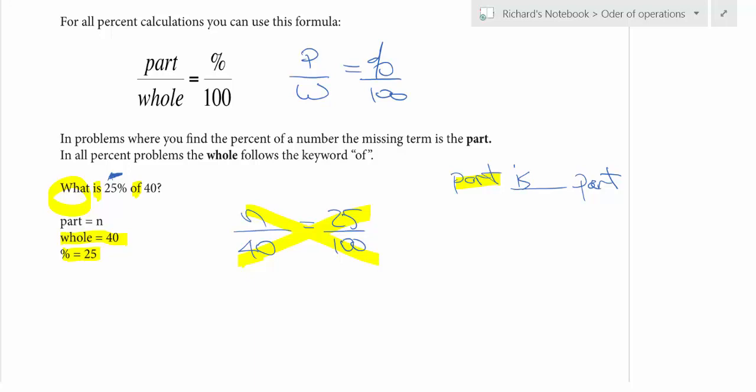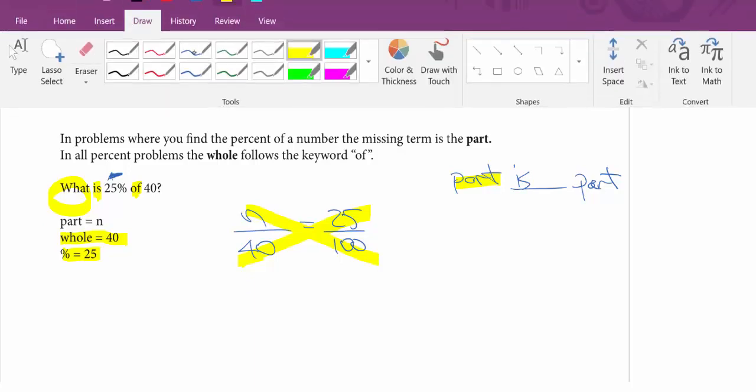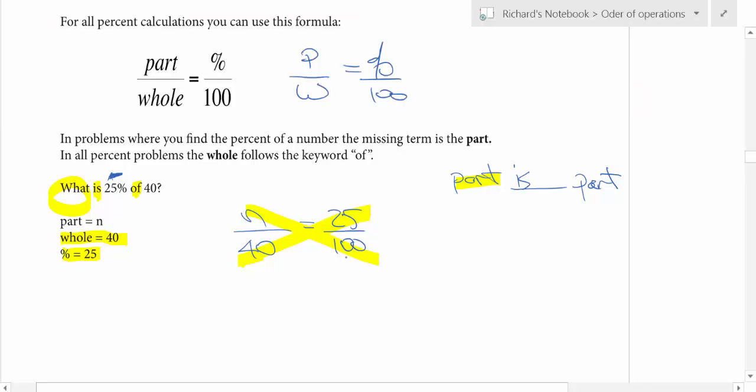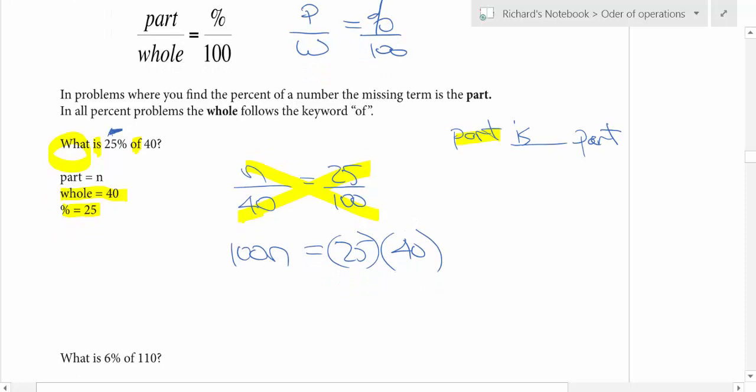So what I'm going to do is have 100 times n will be 100n, and that will be equal to, I'm going to put these numbers in brackets to indicate multiplication, 25 times 40. I'm going to multiply this statement on the right hand side of the equation out. So this becomes 100n equals 25 times 40, which is 1,000.